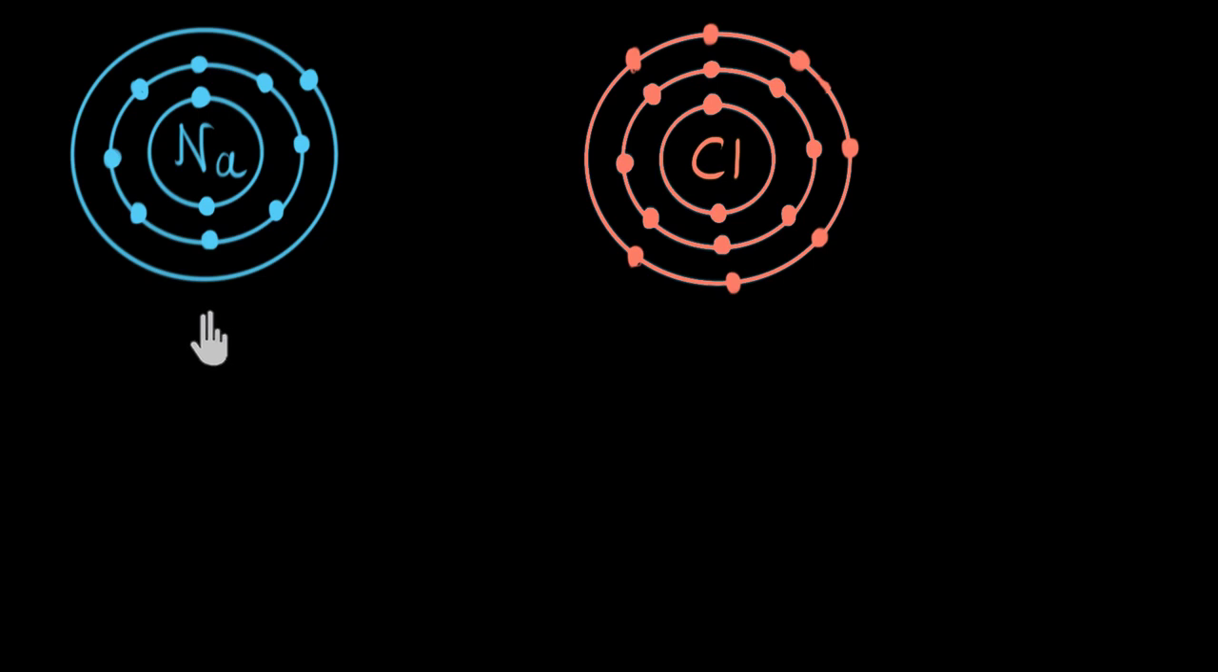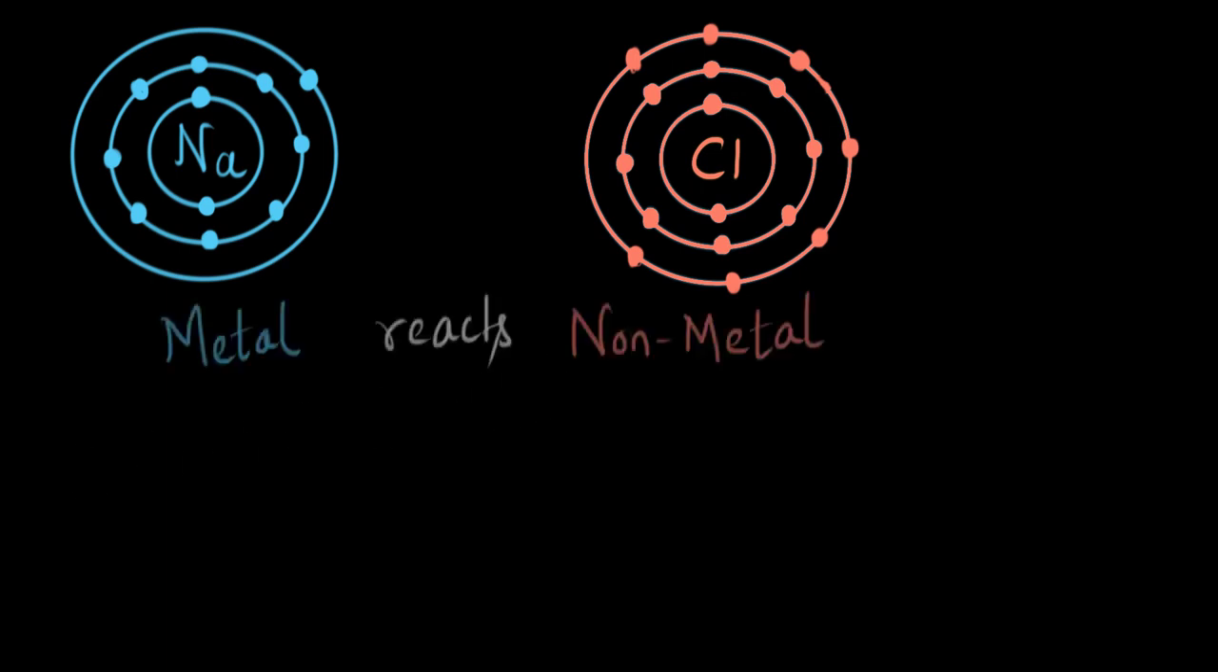When sodium reacts with chlorine, we get sodium chloride, or NaCl. But how are things happening at an atomic level? Well, that's exactly what we are going to find out in this video. We will learn how metals react with nonmetals, what ionic bonds are, and how they are formed.